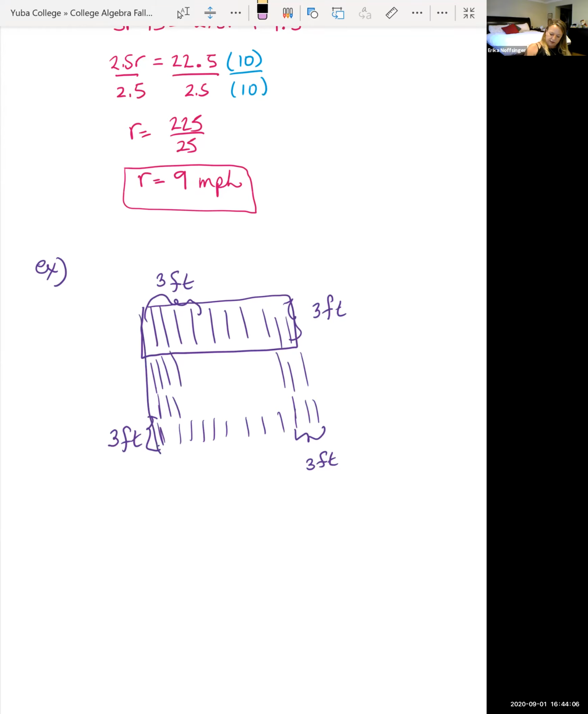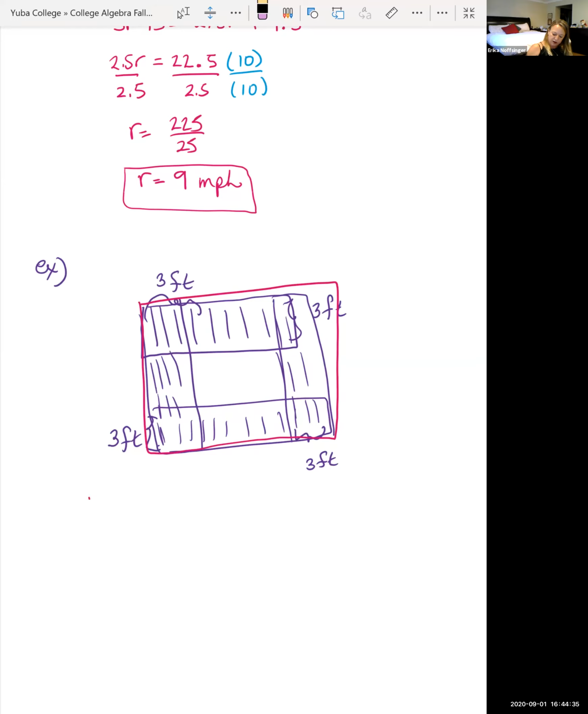I cut it like this. And then, my eyesight's not good. The fence surrounding the deck, so it's all around the deck, is 100 feet. Okay, so to me, that's telling me my perimeter.